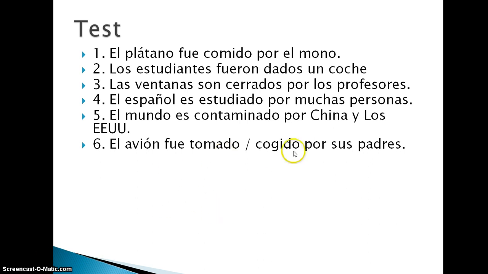Okay, so el avión fue tomado, cogido por sus padres. Fue, preterite of ser, avión's masculine. One of the odd ones actually, because normally ION is a feminine ending, but this one's masculine. O on the end of these past participles.